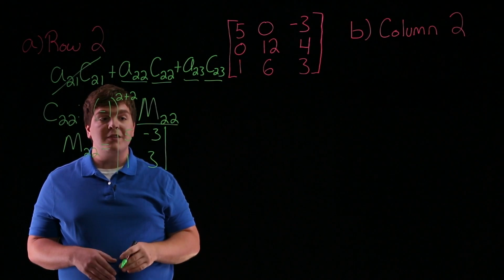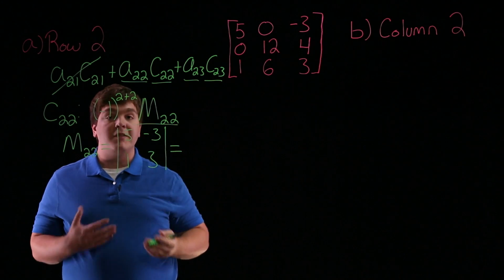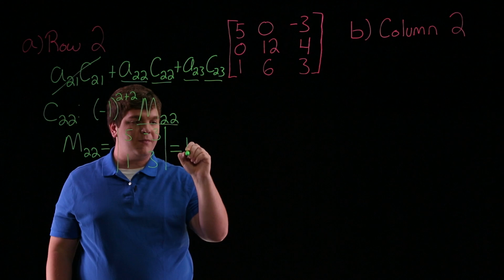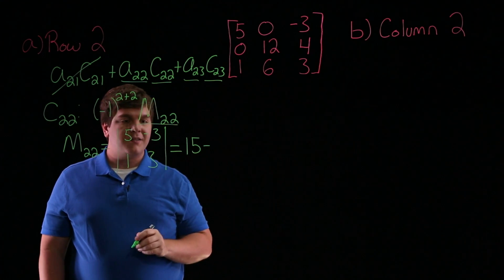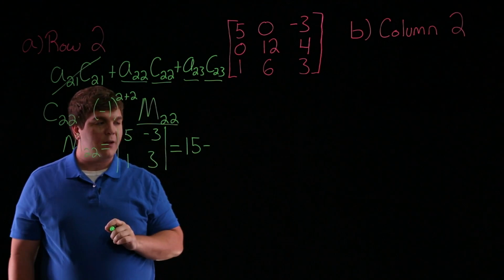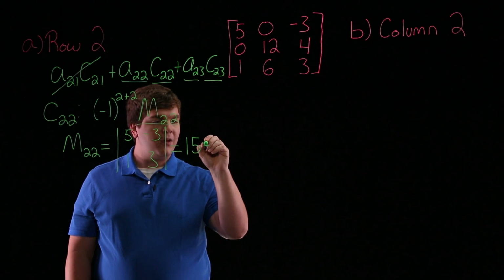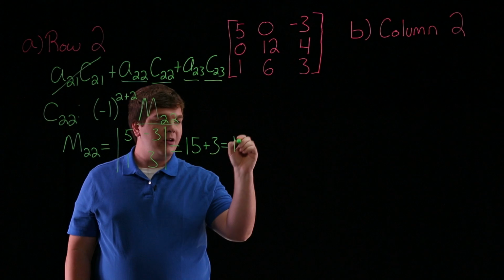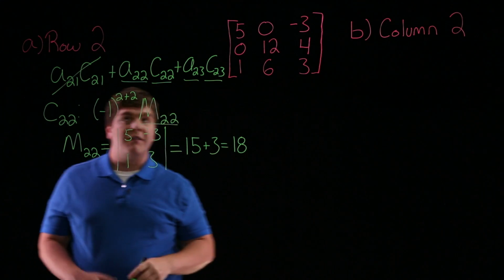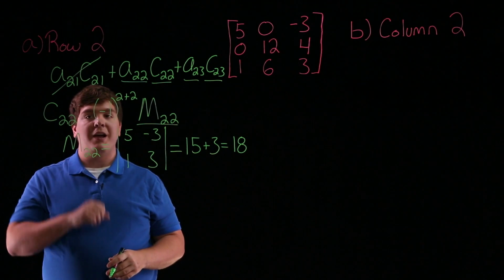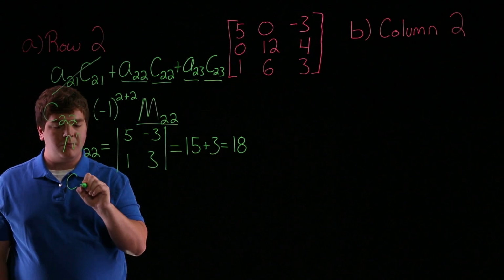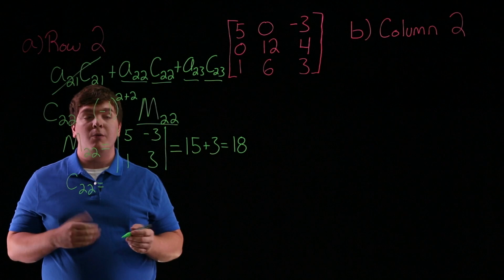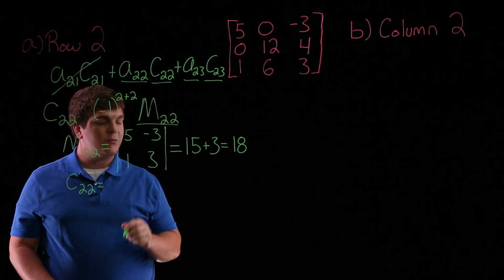Now this is a 2 by 2 matrix, and we know how to find the determinant of a 2 by 2 matrix. It'll be the product of 5 and 3, which is 15, minus the product of -3 and 1, which is -3. So we'll be adding 3. So we have M22 is equal to 18. And finally, what we see is we have C22 is equal to -1 to the 4th, which is 1, times M22, which is 18.